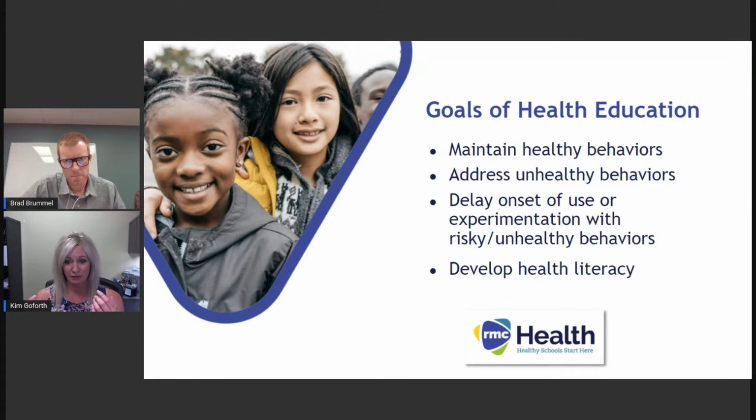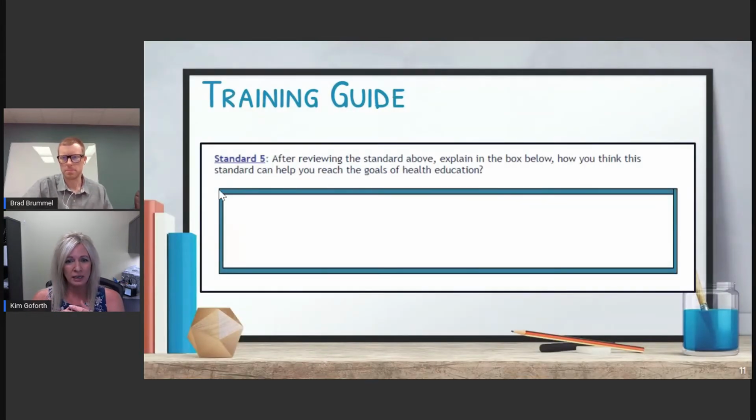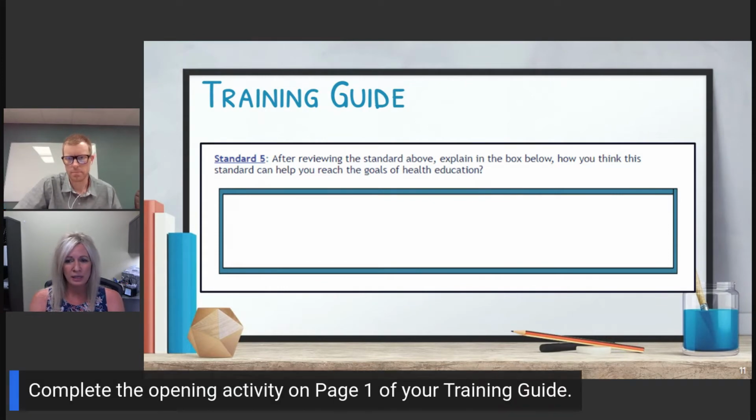And so not just of my own health, but everyone around me. And that's the health literacy piece that we talk about, becoming health literate for myself and others. And so I think that it just certainly revolves around making good, healthy decisions, but allowing students those skills to connect how their decisions impact their health. I think that is just the paramount of what I see out of the goals of health education and making that connection. So we challenge you right now in your training guide on page 1, this opening activity.